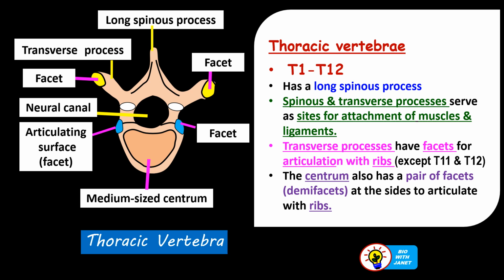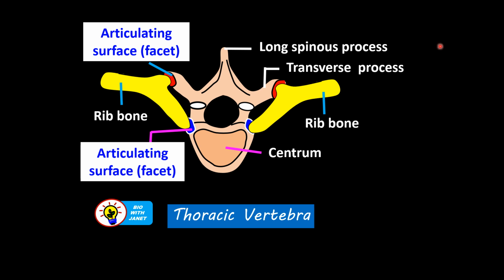Now let's see how the ribs are attached to the thoracic vertebrae. Okay, so this picture shows you the view from the top. Now, this is going backwards to the back of the body. You have the long spinous process. Now, the rib cage will curve. The ribs will join first to the thoracic vertebra at the back here at 2 points.